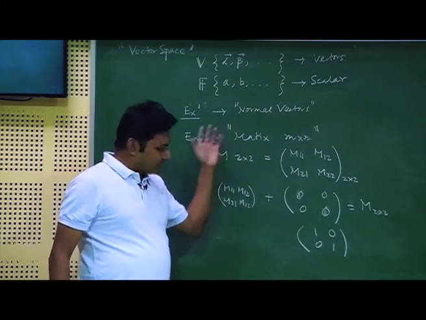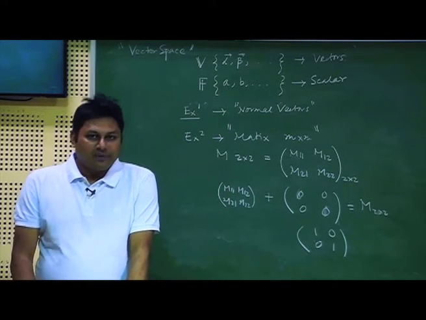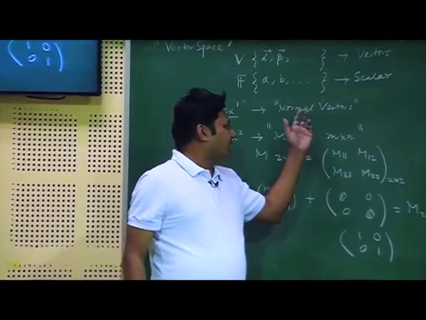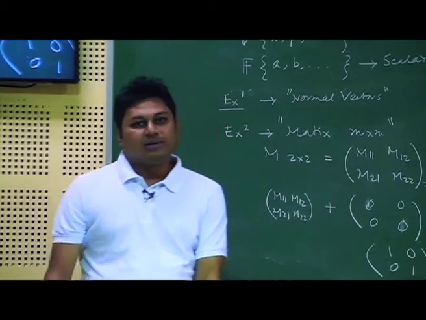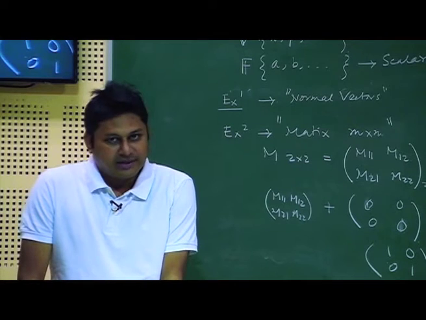So the point is that it is not necessarily true that only vectors can form a vector space. Here vectors means those which have a sign and direction. Matrices are also another kind of element that can form a vector space. So I would like to conclude this class here.